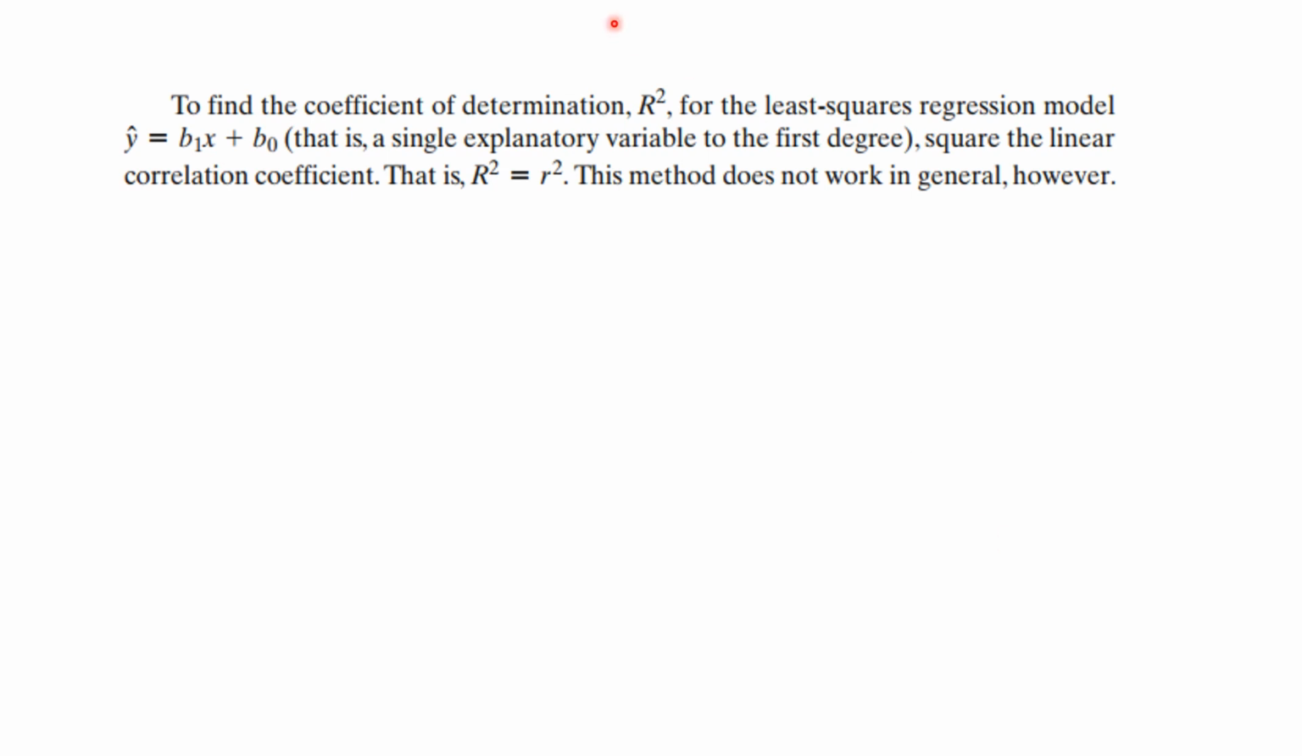Now, to find the coefficient of determination, capital R squared, for the least squared regression model, y hat equal b1x plus b0, that is, we have a single explanatory variable to the first degree, all we have to do is square the linear correlation coefficient. That is, capital R squared is equal to lowercase r squared. This method does not work in general, but these are the only examples that we're going to be talking about in your course. If you want to study more of this, you can take the statistics course with me later.